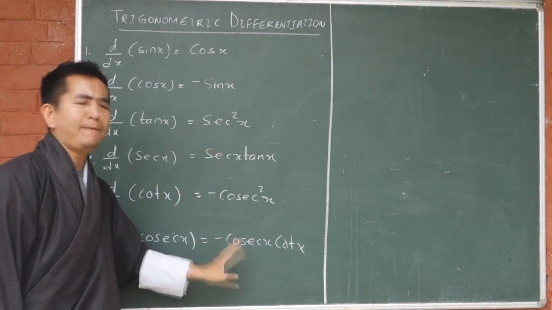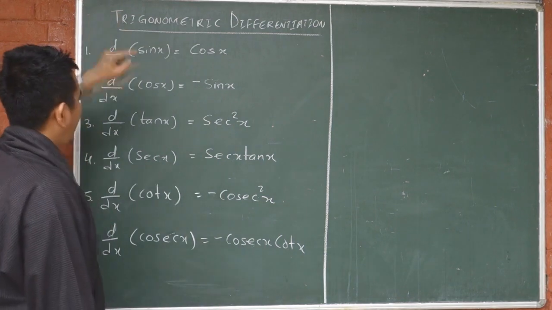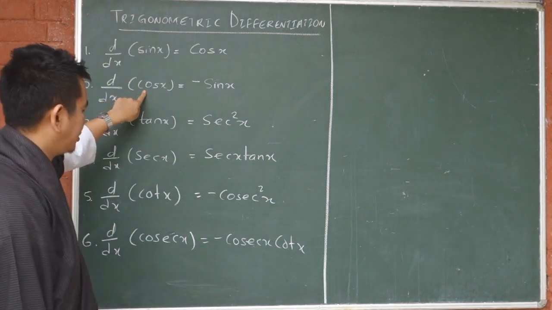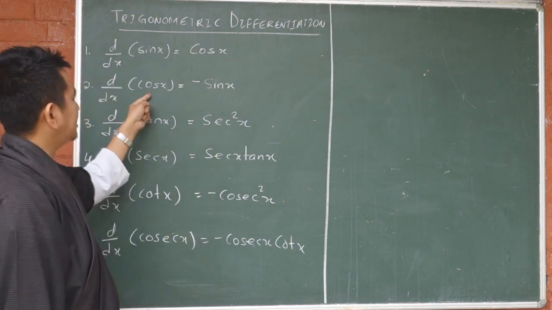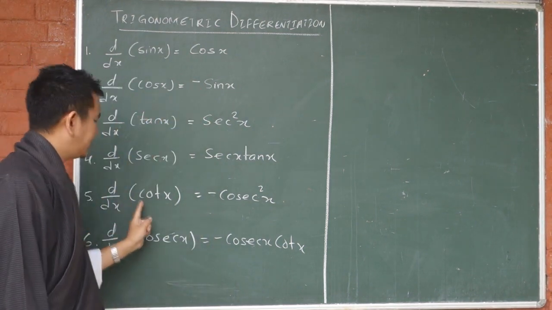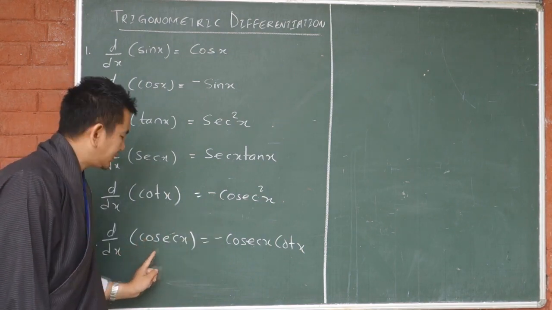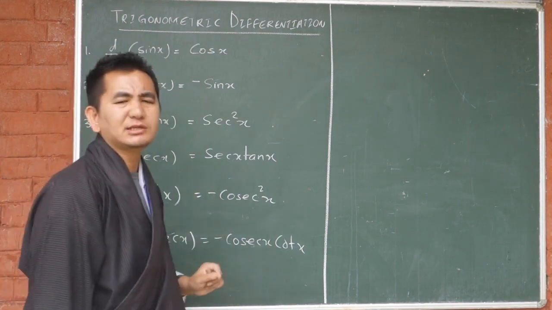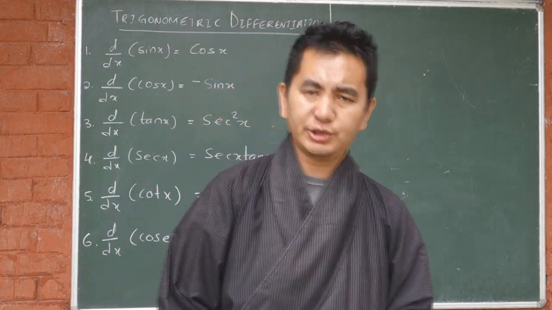These four have the same pattern. What you need to observe here is, whenever you differentiate a co-function, you will always have one negative. Like differentiation of cos x is negative sin x. Differentiation of cot x is negative cosec square x. Similarly, differentiation of cosec x is negative cosec x cot x. So now we will directly jump to solving the questions.